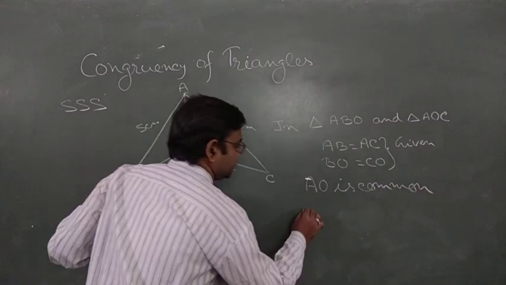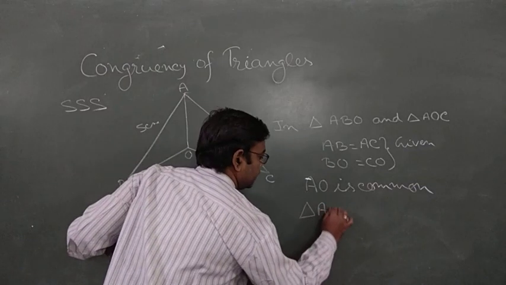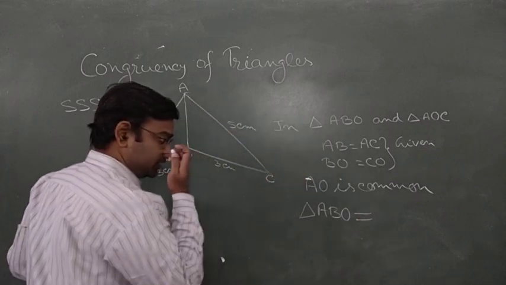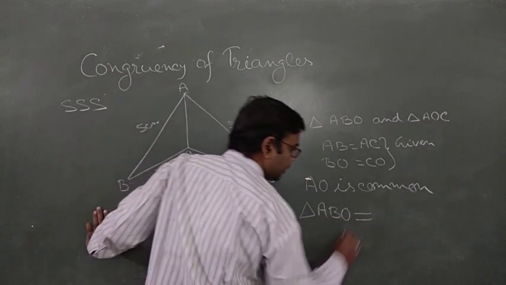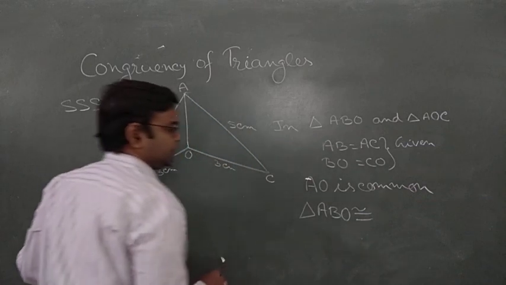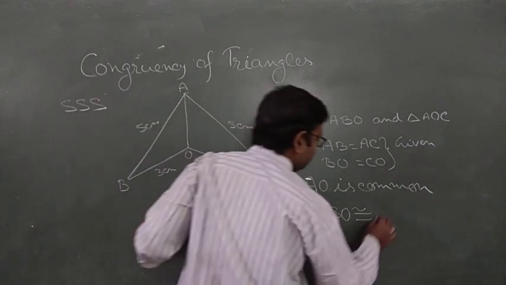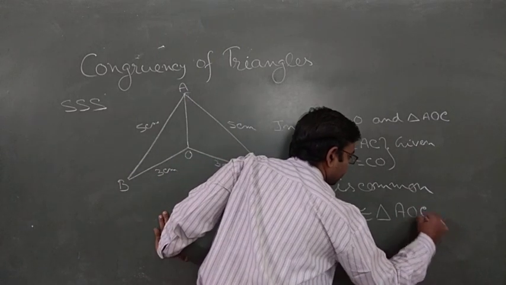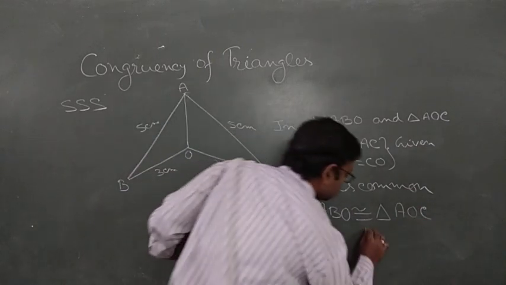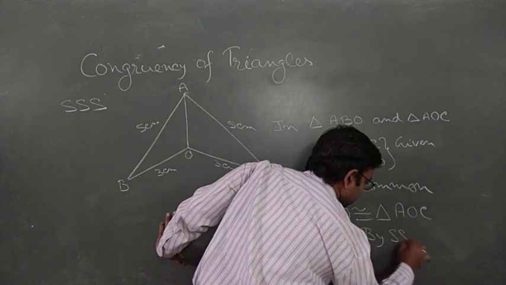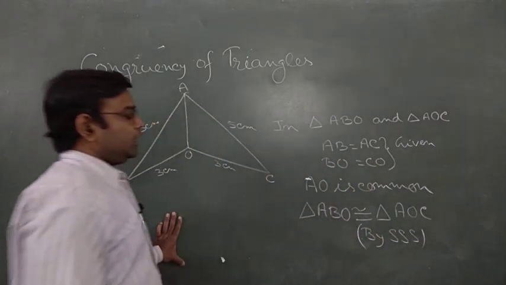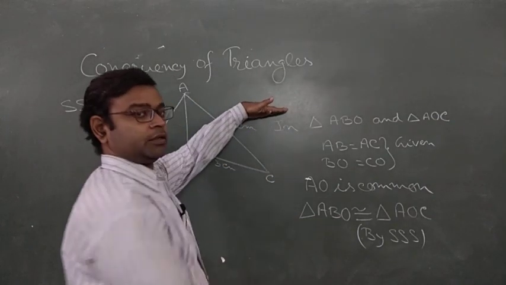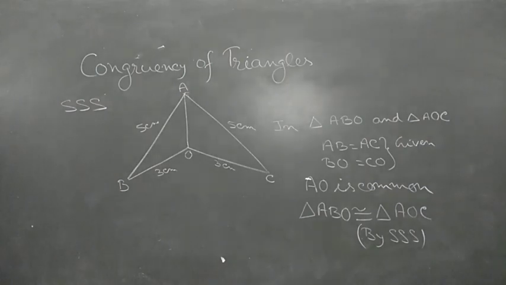So we can say that triangle ABO is congruent to triangle AOC. For the congruency sign, we use an equal to sign, and then above the equal to we use a wave sign. Clear? So triangle ABO and triangle AOC are congruent. How did we prove that? By using the SSS property. Likewise, you have to prove the congruency. This part is the proof for congruency only. Clear? So let's discuss some more questions.